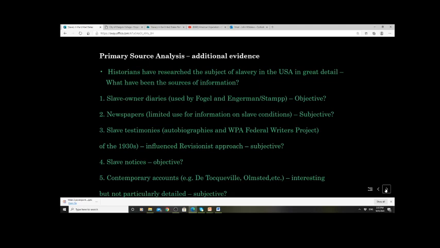Stamp has a bit more of an excuse. His book is written in 1956, so he doesn't really have access. Even though these testimonies have been given, right, they exist somewhere, they haven't really been collated, and therefore Stamp has more of an excuse as to why he does not necessarily include them within his work. He may have known about them, he may have decided to not include them intentionally.